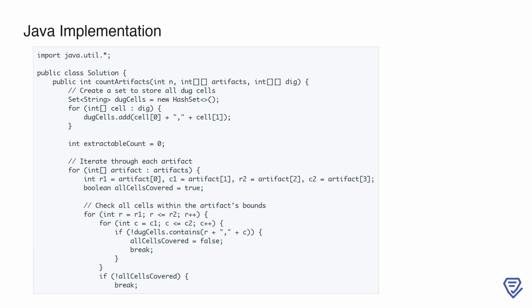Next, we initialize a variable extractable count to 0, which will keep track of the number of artifacts that can be fully extracted. To determine this, we loop through each artifact in the artifacts array. Each artifact is represented by its bounding rectangle, defined by the top left corner, R1, C1, and bottom right corner, R2, C2. For each artifact, we introduce a flag all cells covered and initially set it to true. This flag will help us track whether all the cells within the artifact's bounds have been dug up. Then, we proceed to check each cell within the artifact's rectangle.